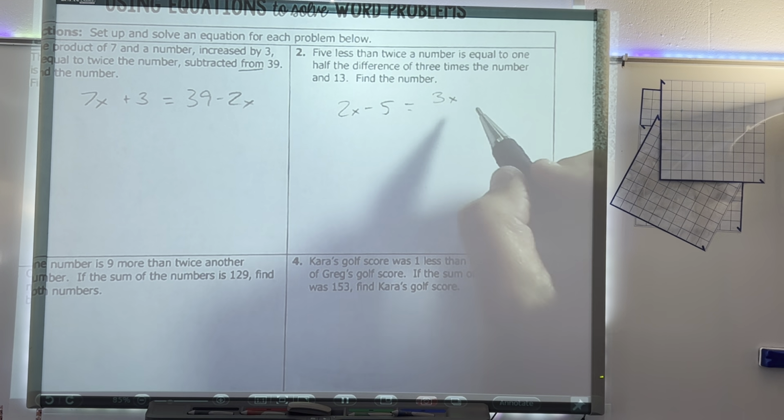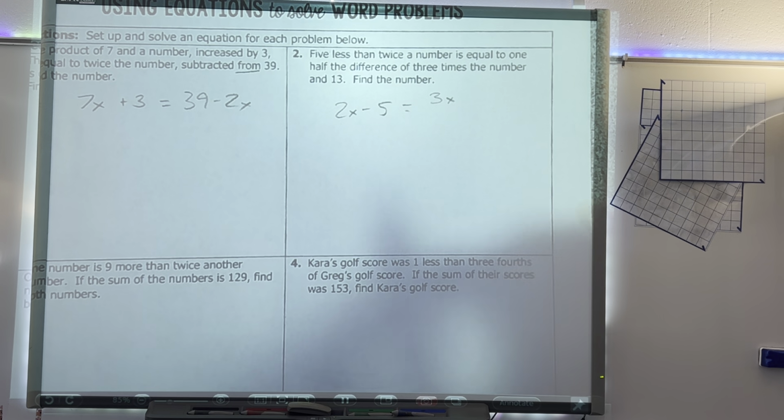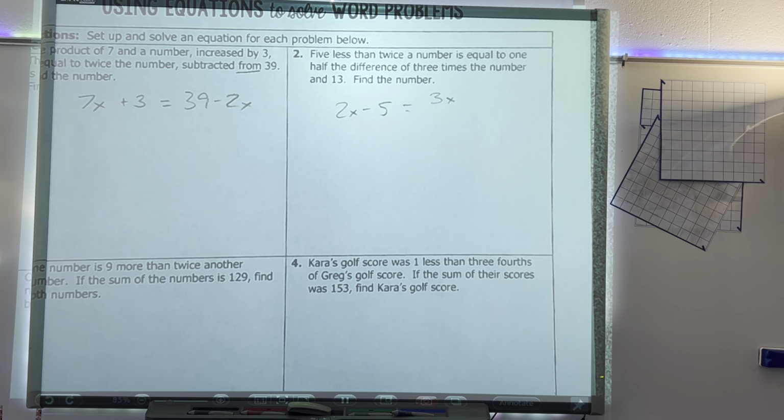Oh, sorry, and 13. I didn't finish reading. Sorry about that. So what part is the difference? Where's the subtraction? The difference of 3 times the number and 13. What is that? Forget about the half part. How would I write the difference of 3 times a number and 13? 3x minus 13.